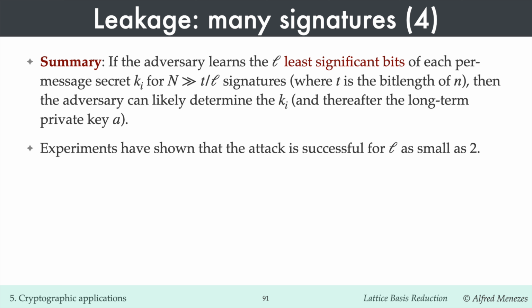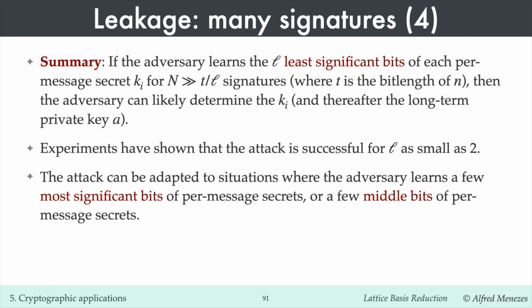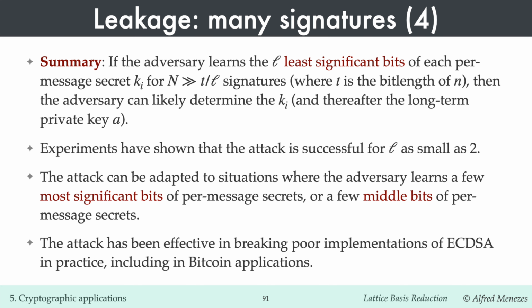Even though the analysis of the attack is heuristic, experiments have shown that the attack is successful even when as few as 2 bits of each ki are leaked. The attack can be adapted to situations where the adversary obtains only a few most significant bits of per message secrets, or a few middle bits of per message secrets. Lastly, I'll mention that the attack has been shown to be effective in breaking poor implementations of ECDSA in practice, including in Bitcoin, where ECDSA is used to sign transactions.